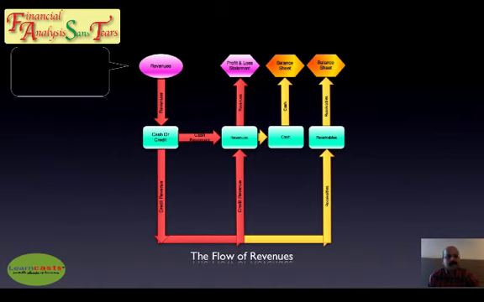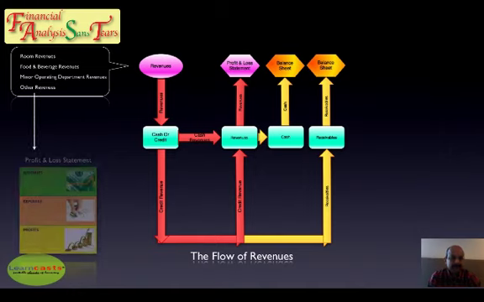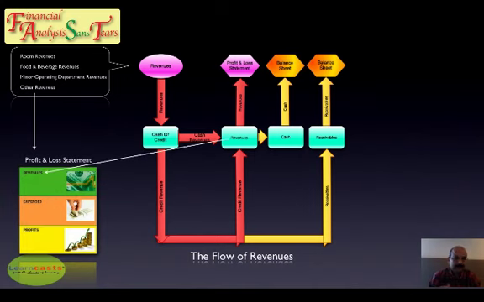Let's make this more clear. Revenues can be room revenues, food and beverage revenues, minor operating department revenues, and other revenues. The total of these revenues can be called the gross operating revenues, and they travel to the profit and loss statement as we know before.